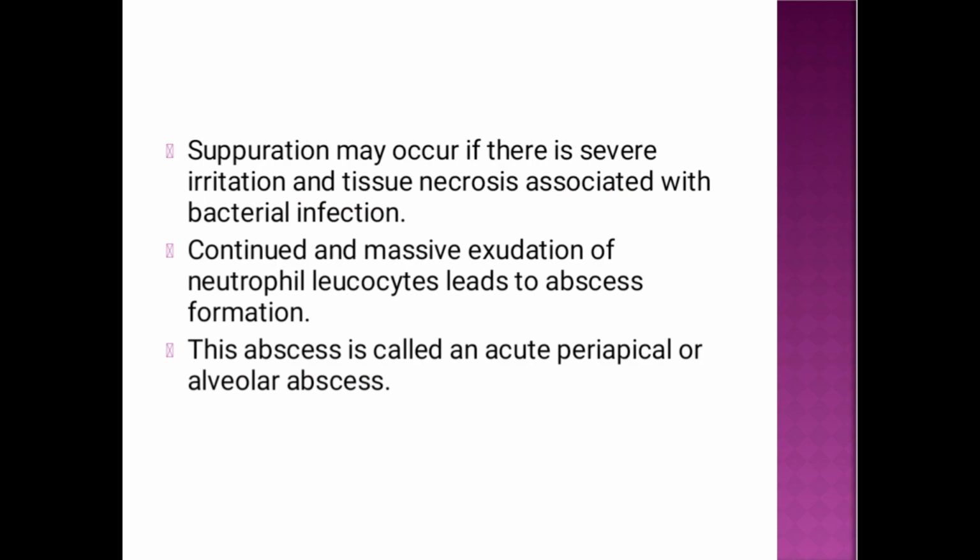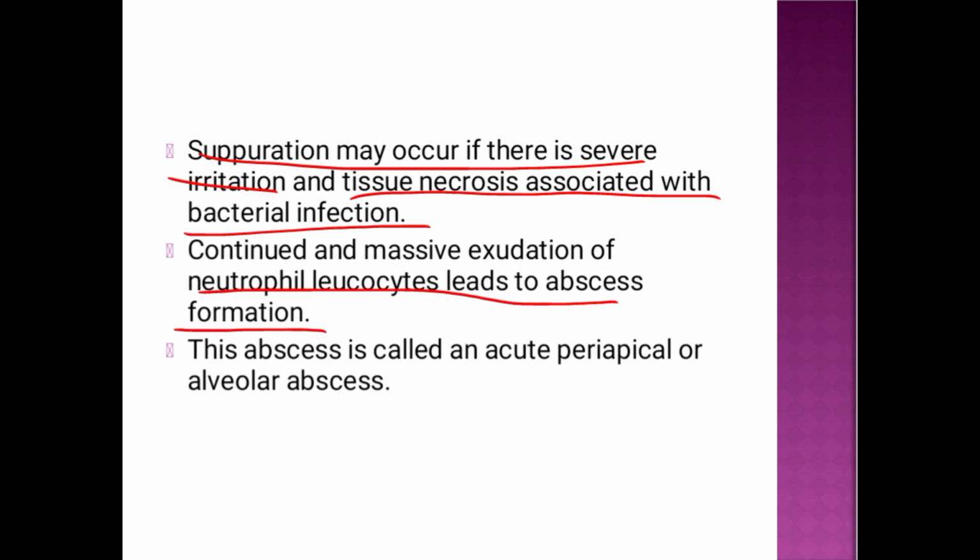Suppuration may occur if there is severe irritation, meaning there will also be pus formation if the condition is severe and not treated. There is severe irritation and tissue necrosis; the tissue is necrosed due to the bacterial infection. There is continued and massive exudation of neutrophils, and when there is inflammation, it will lead to abscess formation. This abscess is called an acute periapical or alveolar abscess because it will also spread to the bone. So it is very important.